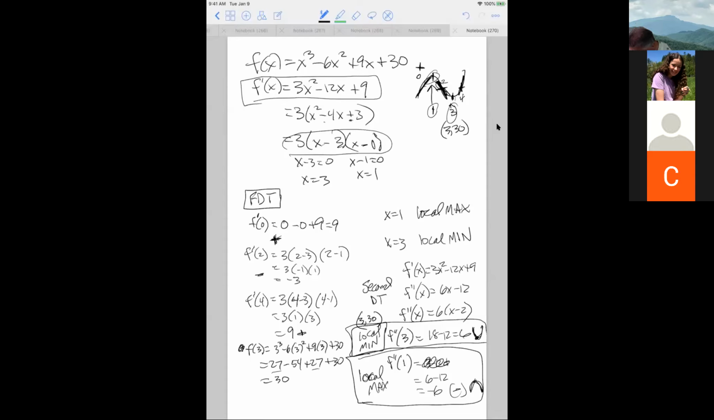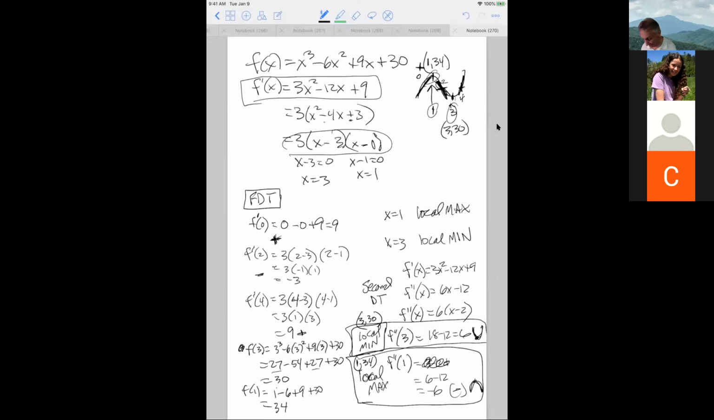And the local max is going to be at x equals 1, f of 1. We get 1 cubed minus 6 plus 9 plus 30, which gives me 10 minus 6 is 4. That's 34. And notice it is bigger. So we end up with 34. So the coordinate here is (1, 34), which would be considered the local max.